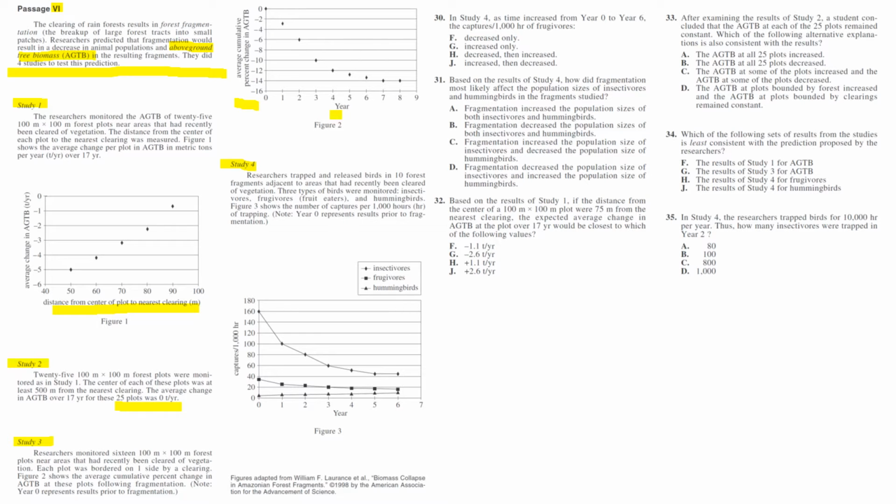And study 4 captures, they have a key here of types of animals, I suppose, and the number of years, I'm assuming, from the inception of clearing. So you might want to read a little more carefully than that, but it's probably enough to go straight to questions.